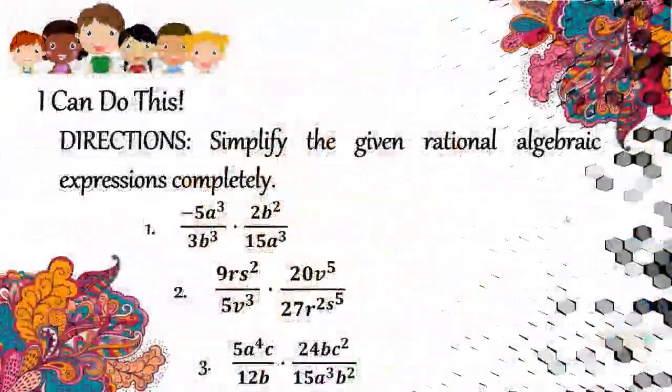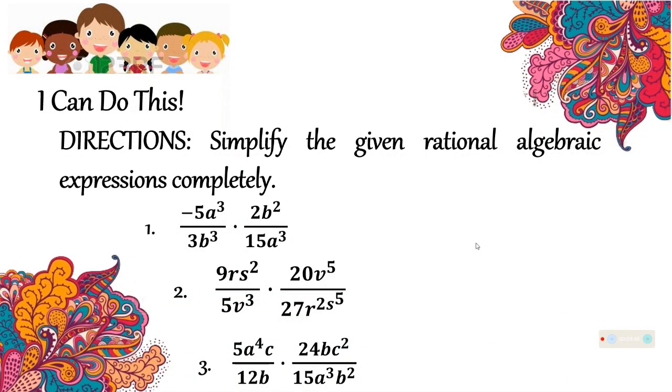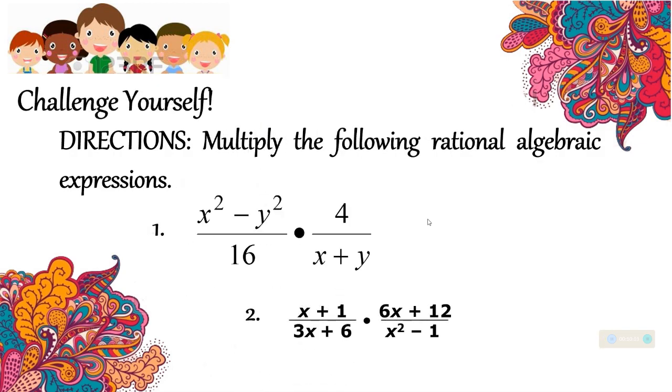I have here some other examples, although they will not be recorded. I hope you will answer these, and this will serve as your practice so that on our next meeting, you are familiar with how to multiply fractions with monomials given on the numerator and on the denominator. Because on the next meeting, we are going to have x squared minus y squared, in the form of a binomial, in our numerator and denominator.